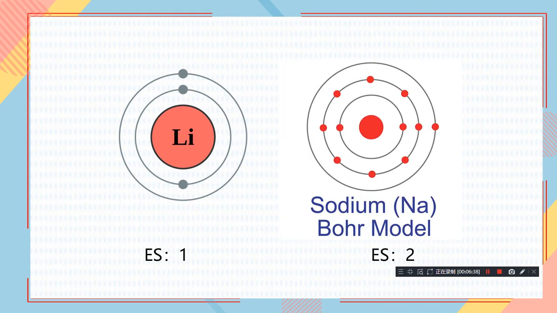Okay, let's compare lithium and sodium. Lithium's electron shielding is 1, but sodium's is 2, which means sodium has more repulsion and lithium has less repulsion. So lithium has the bigger electron affinity.